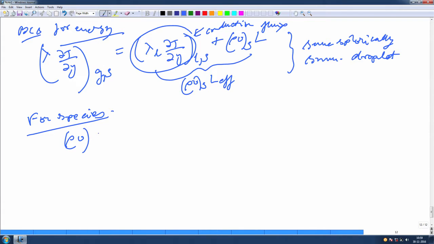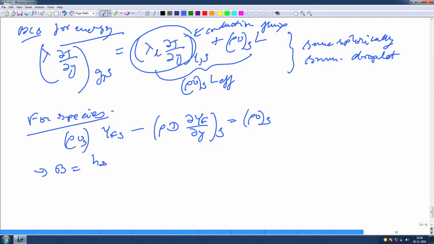Rho Vs YFS minus rho D YF. Sorry, this is not. Okay, and then we have the definition of B is equal to H infinity minus Hs by L effective, right.